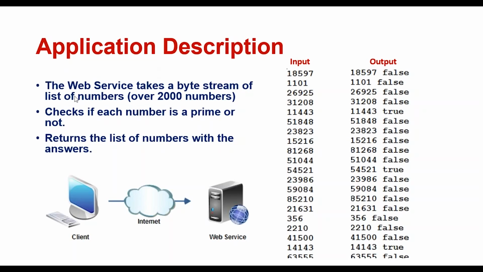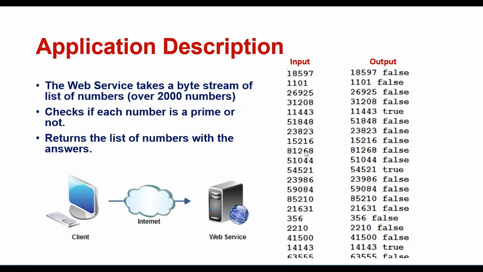Now, what this web service does is it takes a byte stream of a list of huge numbers, over 2,000. You can send any number, 20,000, 40,000 numbers, all integers. Whatever list of numbers it gets, it checks individually whether each number is a prime number or not. After it is checked, it returns to the client the numbers which were sent, with the answers.